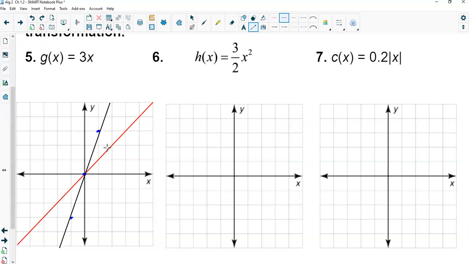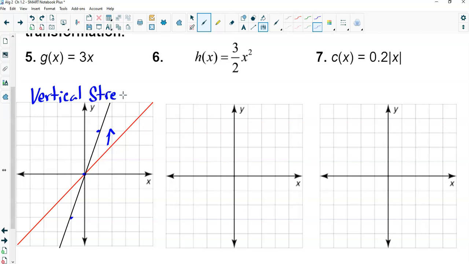Something like that. Notice what happened was the guy from up here pulled. He pulled up. Since he pulled up, he pulled this line up. That is a vertical stretch. So my answer would be this is a vertical stretch.